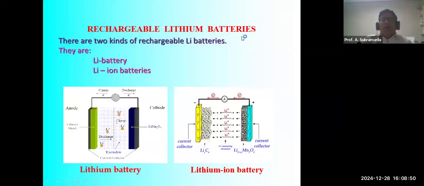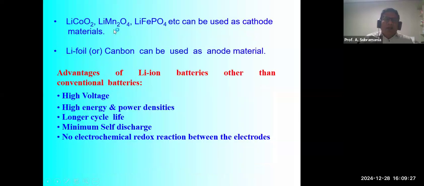Then rechargeable lithium-ion batteries. There are two kinds of rechargeable batteries: first one is lithium batteries, another one is lithium-ion batteries. How do these two batteries differ? It is based on the anode. When we use lithium foil as the anode, that battery is called a lithium battery. When we use graphite as the anode, that battery is called a lithium-ion battery. That is the difference between a lithium battery and a lithium-ion battery.